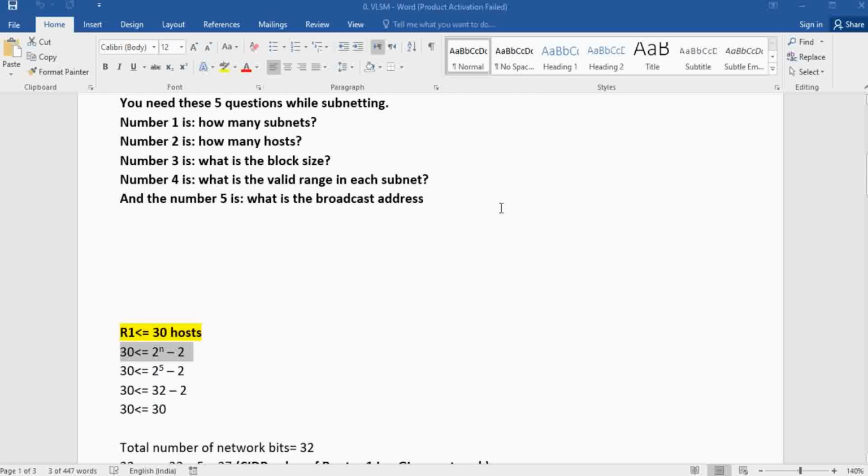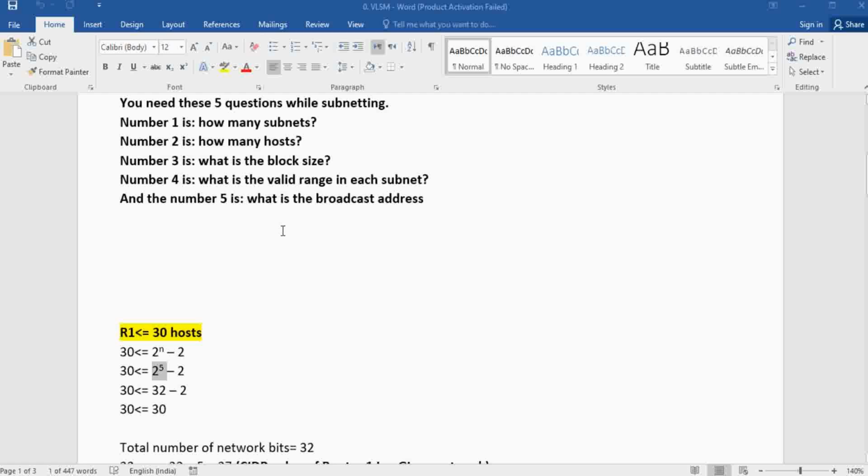The formula is 2 raised to n minus 2. As per the client's request, he or she wants 30 hosts on router 1. So router 1 is smaller than or equal to 30 hosts, we want 30 or more than 30 hosts but not less than 30 hosts. So 30 is smaller than or equal to 2 raised to n minus 2. Here we have to find the value of n. Remember the power of 2 tables.